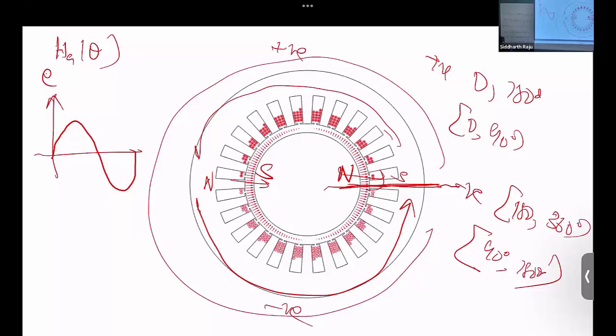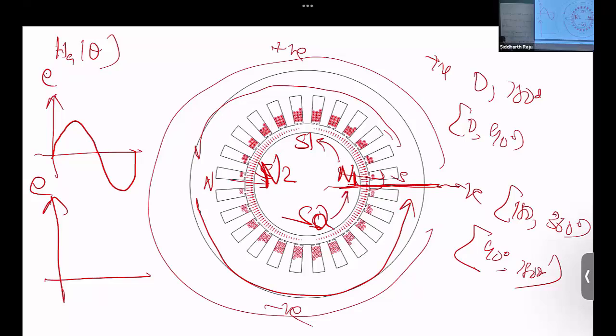But now let's say I put a north-south pair, and I measure the back EMF in this case. If this north goes to the top, the bottom south would come here, right? Let me call them N1, S1, N2, S2. When N1 goes here, S2 would come here, N2 would come here, right? And when N1 goes a full 180 degrees, N2 would have come to the 0 position again. So within half a cycle, the winding would have seen a full change from north, south, back to north.